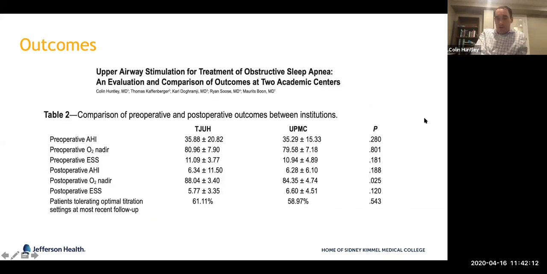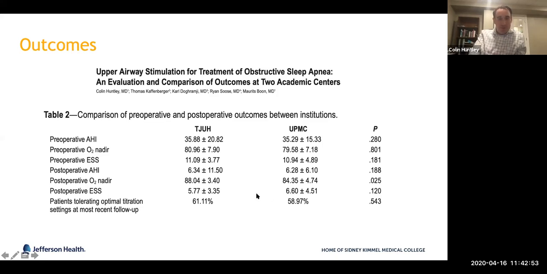This is data from our institution, and we put a paper out with Ryan Soose at the University of Pittsburgh, and we basically compared our outcomes to each other, but also put a large group together. This is one of the first clinical papers, I should say, outside of industry sponsored papers that were out there. So when we compare the two groups, there's about 75 in each, and you see a very similar pre-op disease burden. And post-operatively, we see very similar reduction in the AHI and also normalization of the Epworth score at both places.